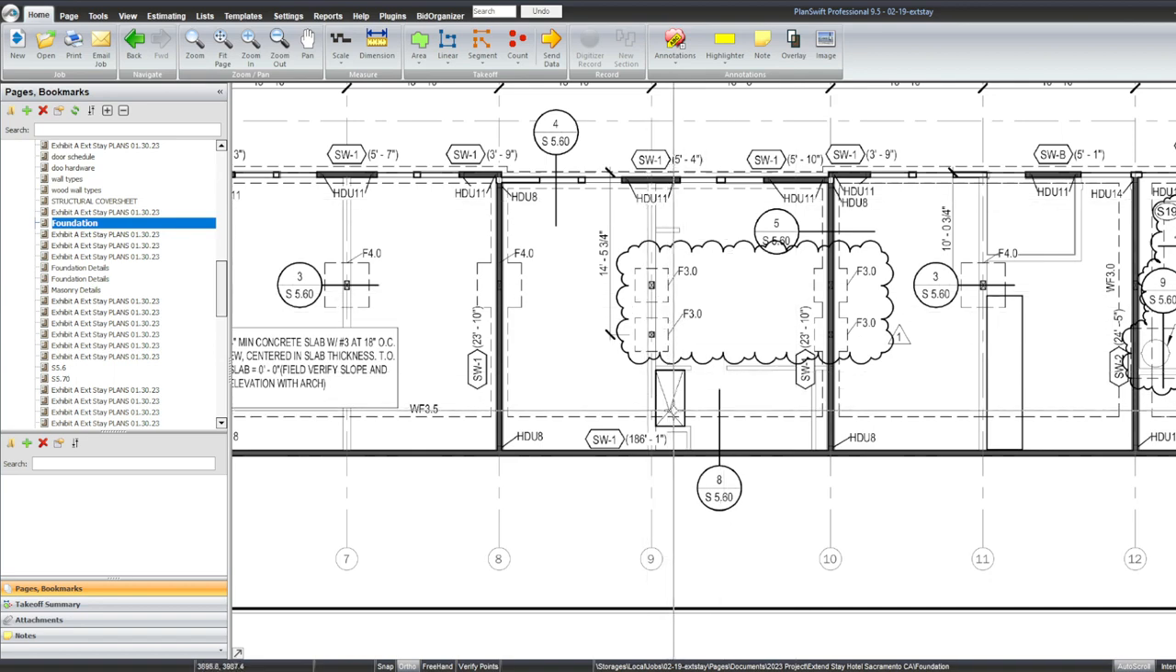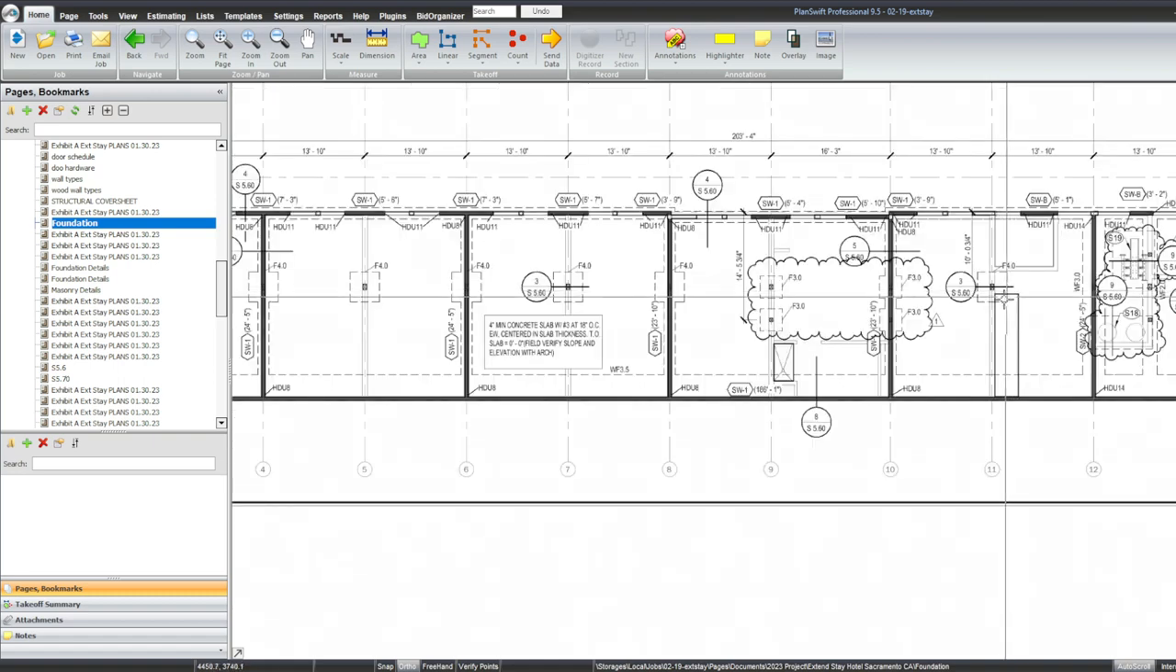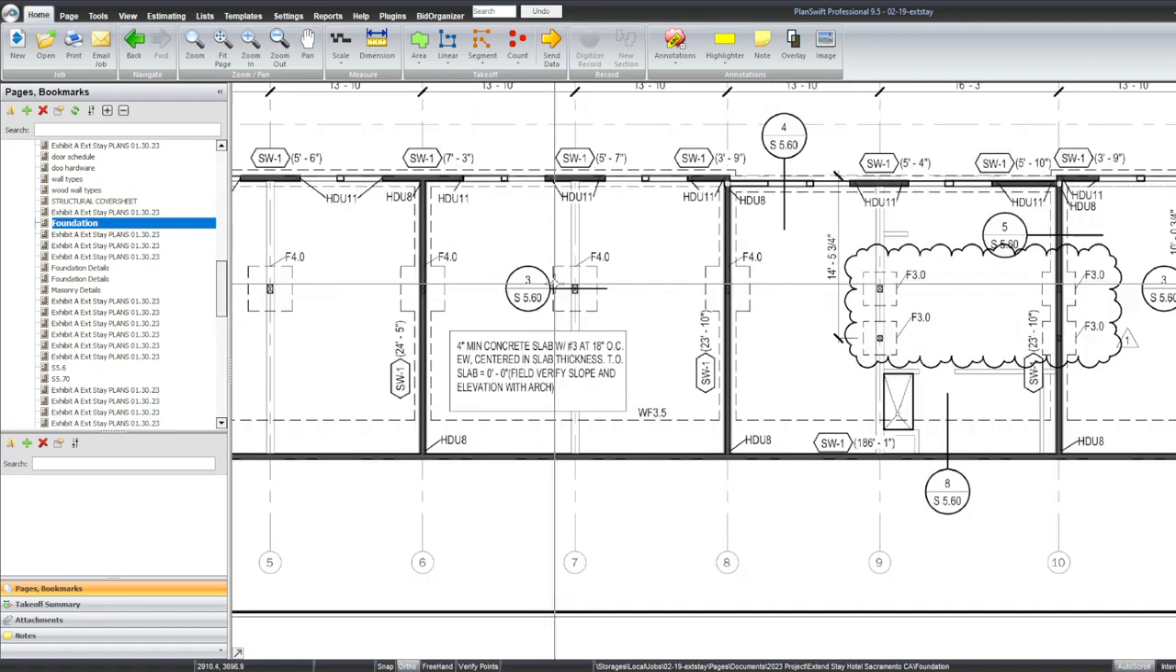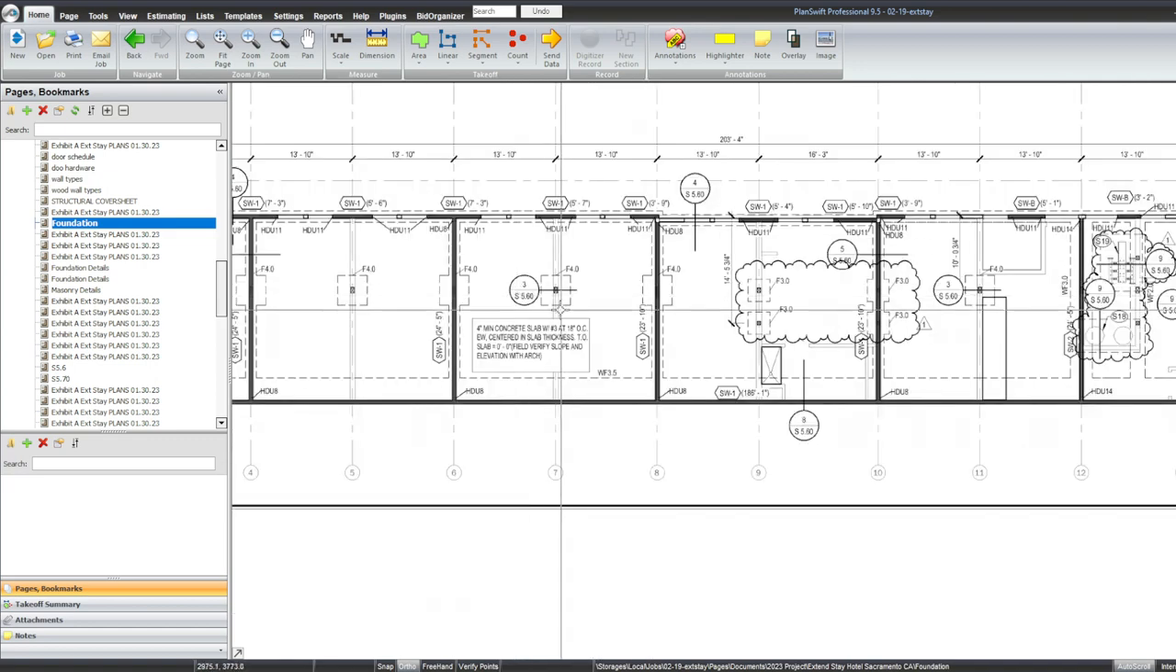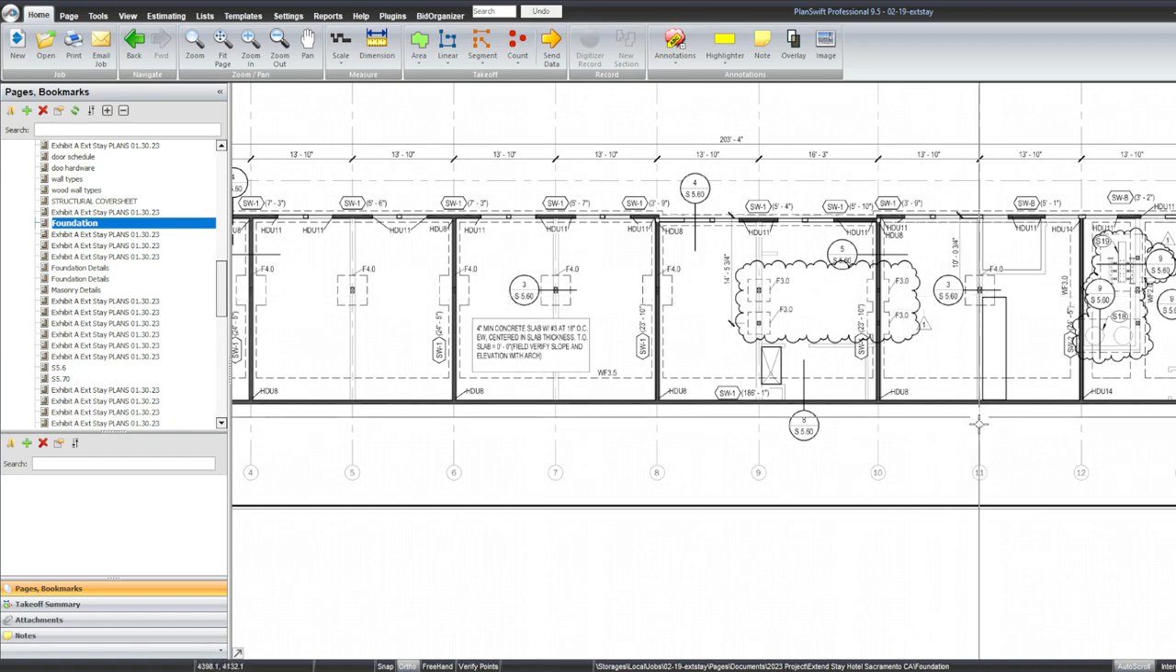This has no continuous footer situation. This one does. Okay, so we can infer from 3/S5.6 no continuous footer. So these look like they seem to be the same construction. 3/S5, no continuous footer here.